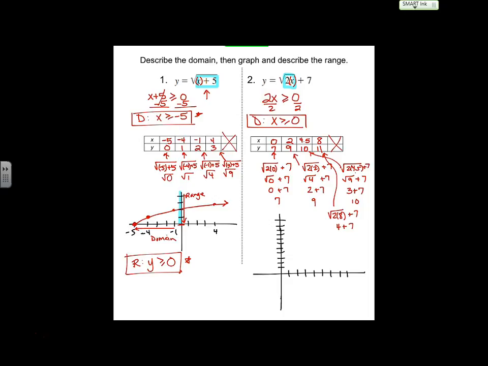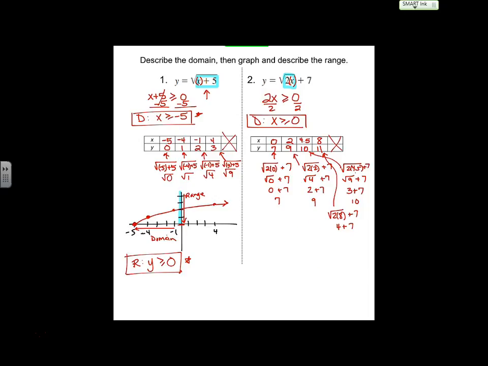So I have 1, 2, 3, 4, 5, 6, 7, 0, 7, right? Then I have 2 going to 9. Then I have 4.5, which would be like here-ish. Going to 10. Starts to level out a little bit. And then I'm starting to run out of room.